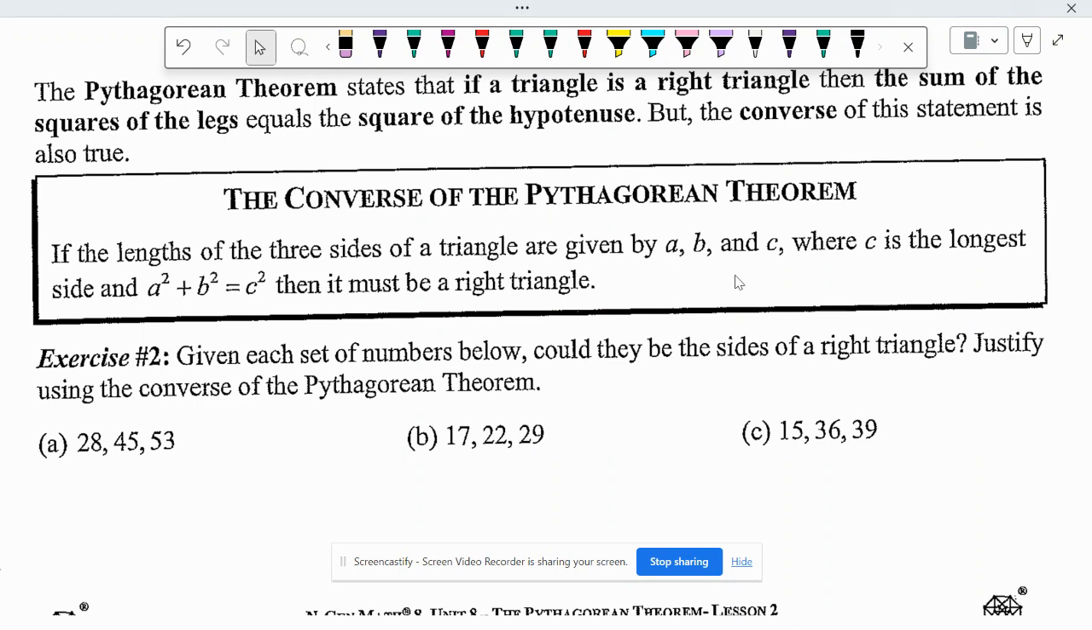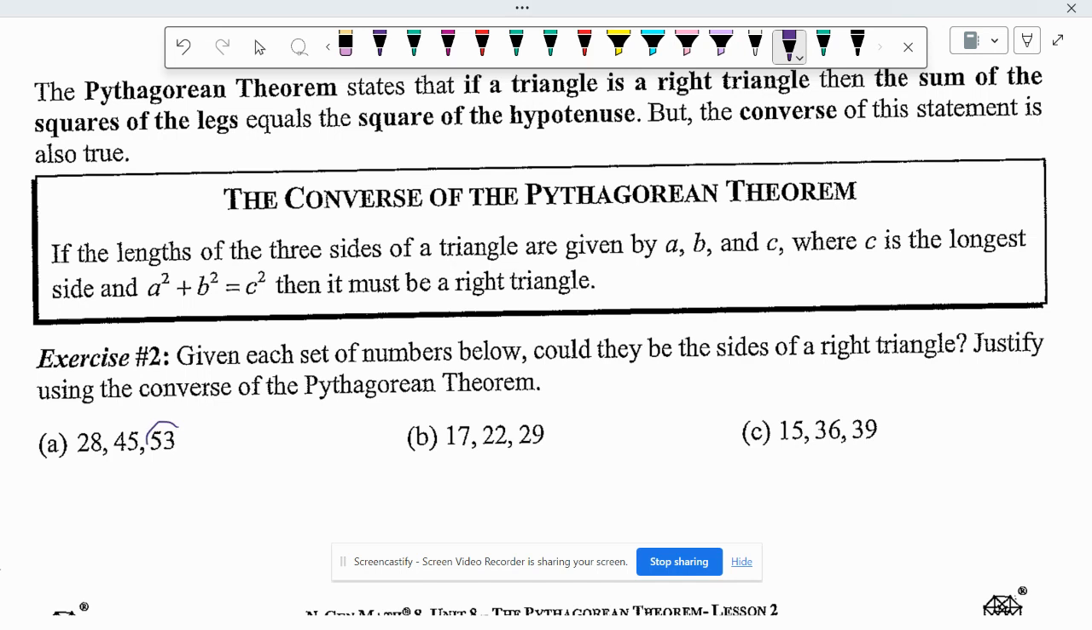You don't have any picture at all. You just have measurements. And when you only have measurements, you have to use the Pythagorean theorem. You just need to know which side is your hypotenuse. So what do we know about the hypotenuse? Which side is always the hypotenuse? The longest side. Yeah, the longest side.